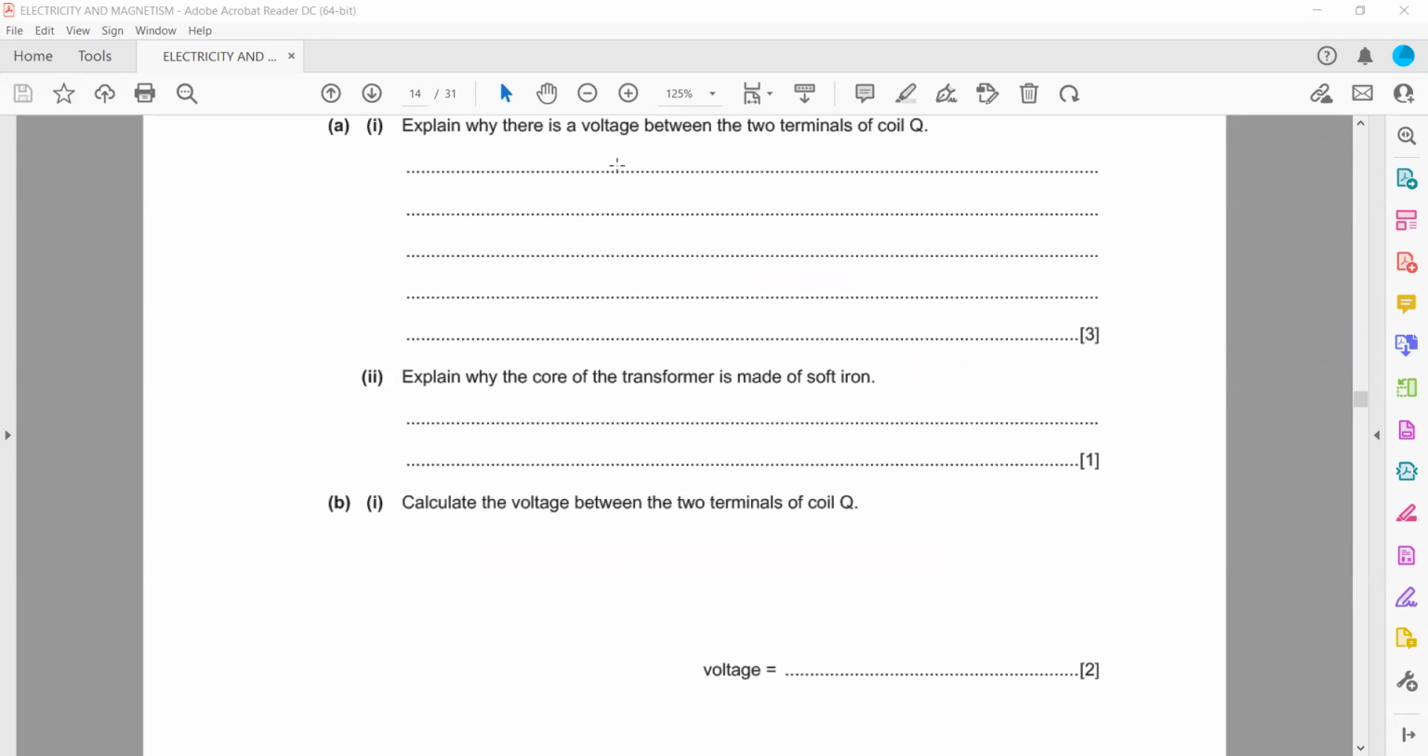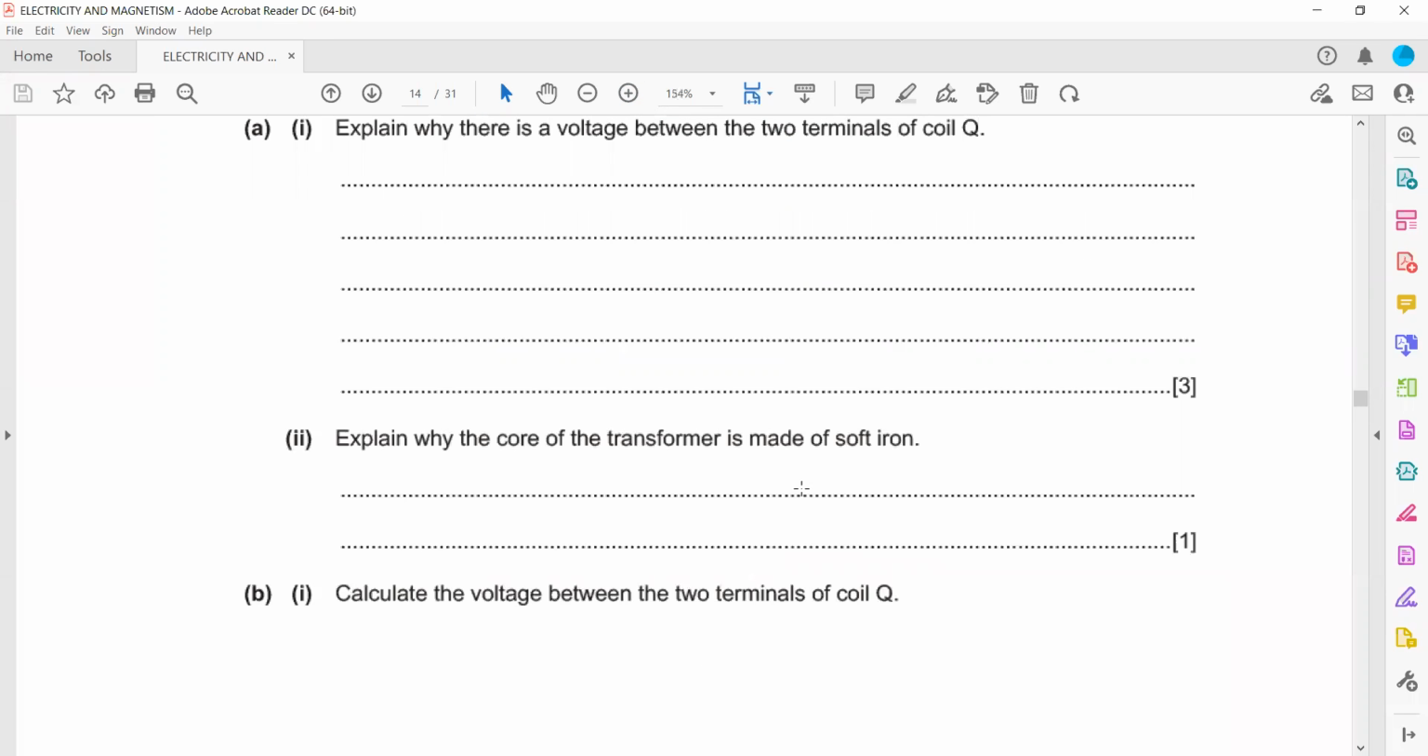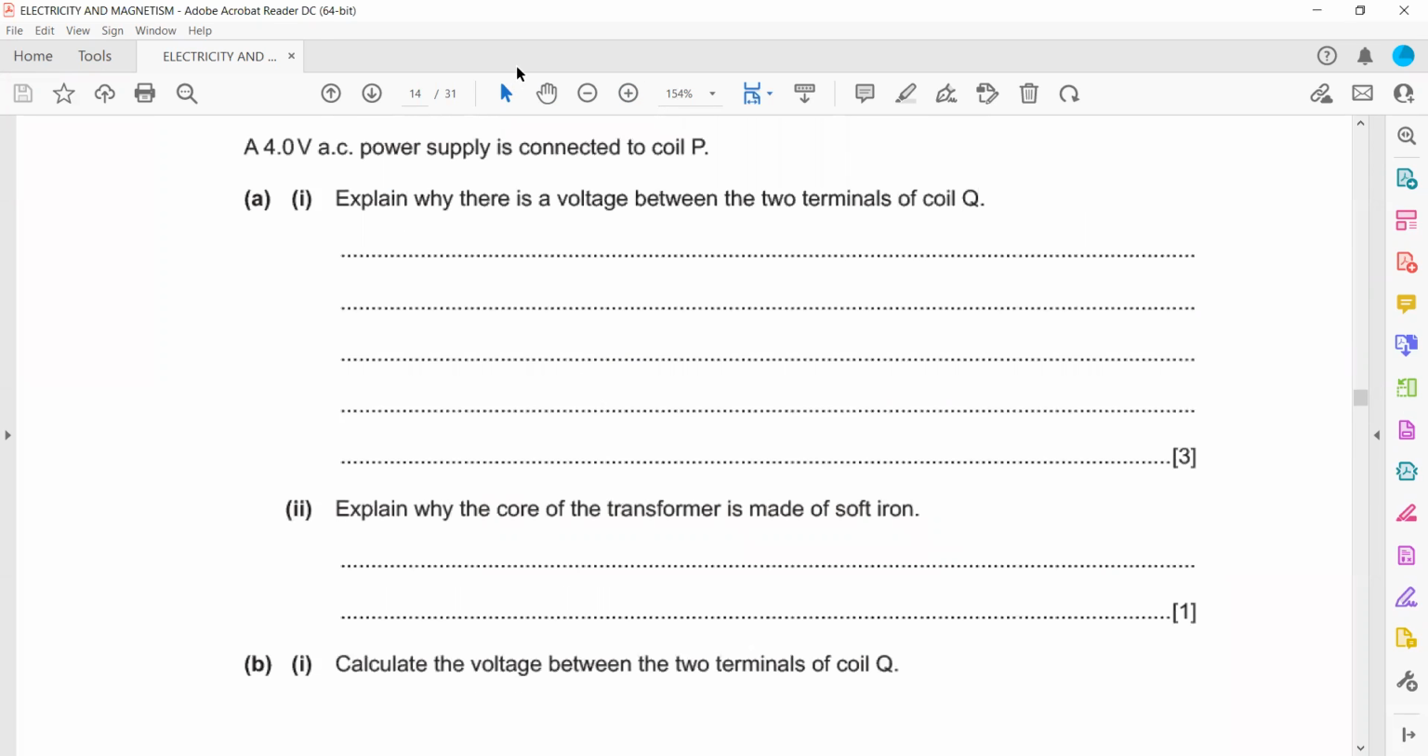Explain why the core of a transformer is made from soft iron. Because iron can be magnetized and demagnetized easily. Why was it not steel? Because steel is difficult to magnetize. So the answer here: because it can be magnetized and demagnetized easily.